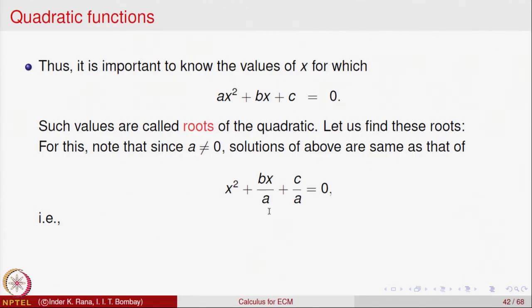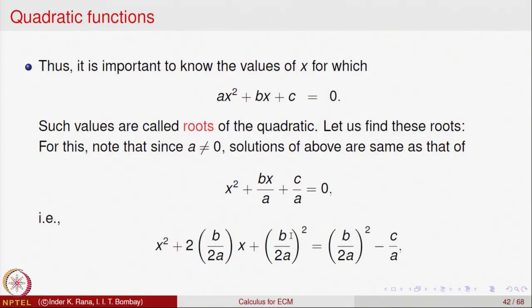What we are trying to do is form a complete square by using a method in mathematics called completing the square. So, this is x². The next term we multiply and divide by 2, so it can be written as 2 multiplied by b/(2a), times x. Let us add the square of this term, (b/2a)², on both the left side and the right side.